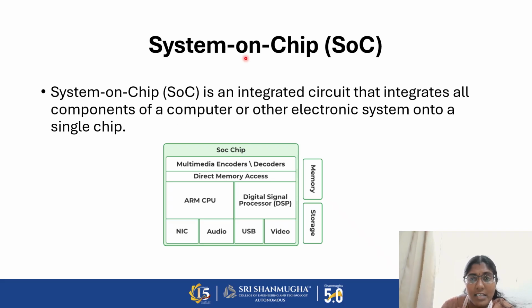And the next one is the system on chip. A system on chip is an IC that integrates all components of your computer or electronic system into a single chip. Within the single chip, you can include your CPU, your DSP, your memory, encoder, decoder, then audio, video, USB, storage, all these things will be included in your single chip. So within a single chip, that can be called a system on chip.